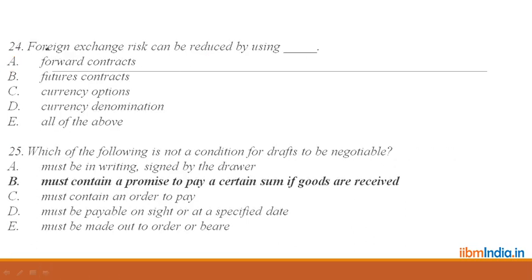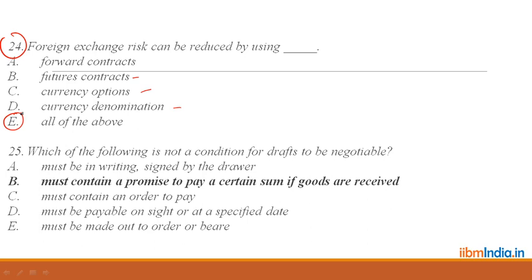Moving towards question number 24. Foreign exchange risk can be reduced by using forward contract, future contract, currency options, currency denomination, all of the above. This particular topic I'll tell you at a later stage also. You must have no idea about this, so I'm just telling you. Forward contract, future, currency option, denomination, all of the above is the correct answer. 24th is the correct answer.